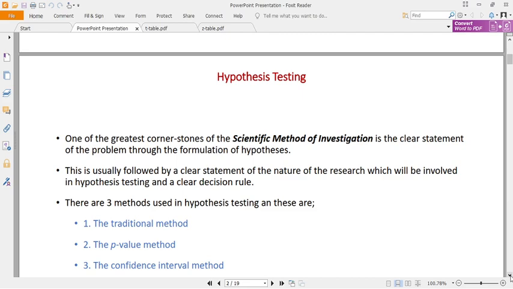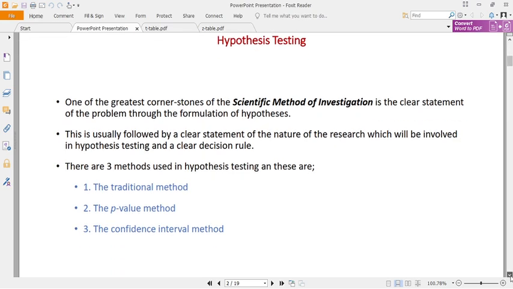One of the greatest cornerstones in the scientific method of investigation is the hypothesis, those statements that you're investigating. It is a clear statement of the problem through the formulation of hypotheses, or the statements. We usually use two statements. One is called the null hypothesis, and the other is the alternative hypothesis.